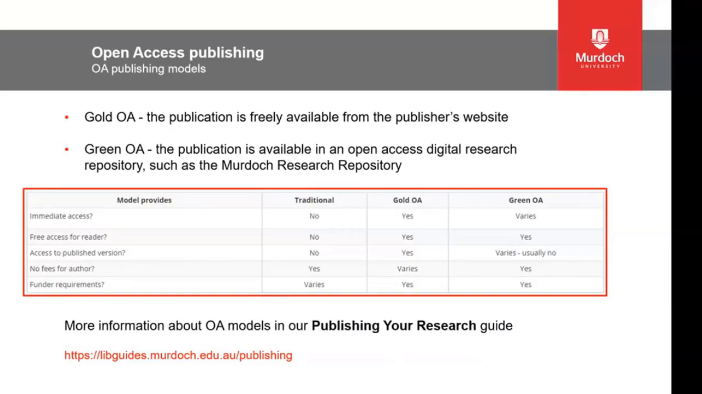There are two types of open access publishing models. Gold open access is the most common, where the publication is freely available from the publisher's website. In the green open access model, an article is published in a subscription-based journal of your choice, which is also freely available in a digital research repository environment without article processing charges.